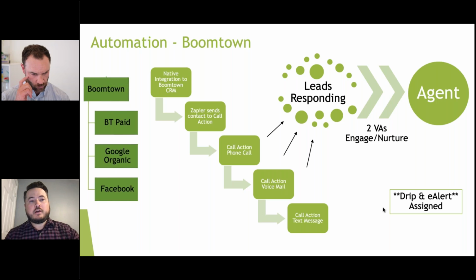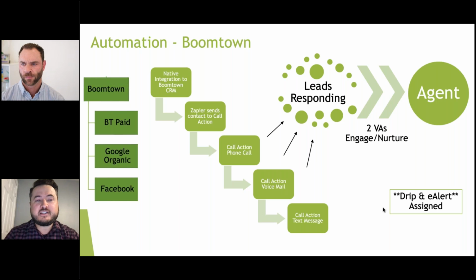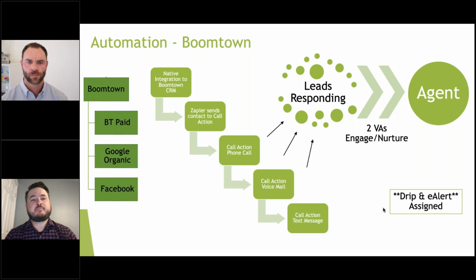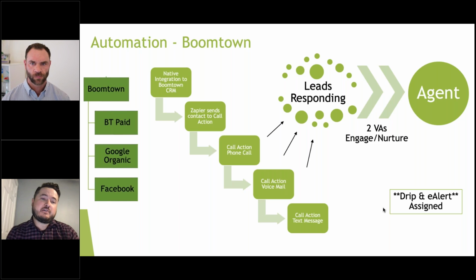So I'm going to go lead source by lead source and share with you some of the automation that we built in and how it works, so that you can get your head wrapped around that automation and see if anything is beneficial to you and your teams. Okay, so this is Boomtown. We talked about the Boomtown pay, Google and Facebook lead sources via Boomtown. So it's natively integrated, so we talked about that. When the lead comes in automatically into Boomtown, we use Zapier to automatically push that client's information into CallAction.